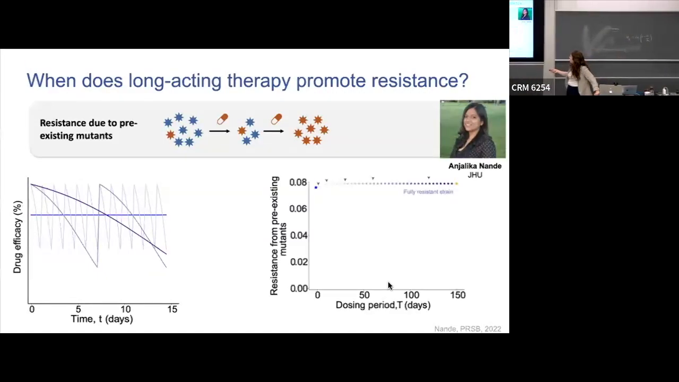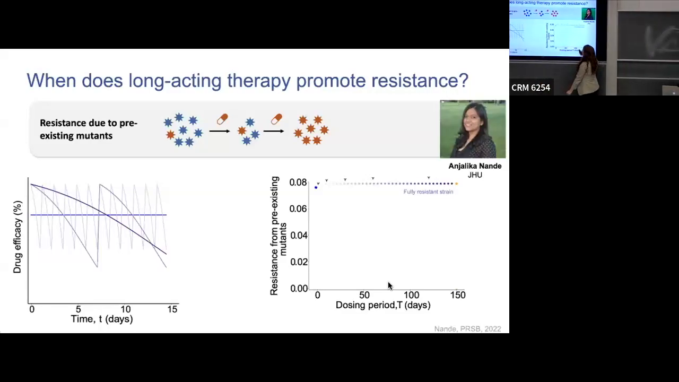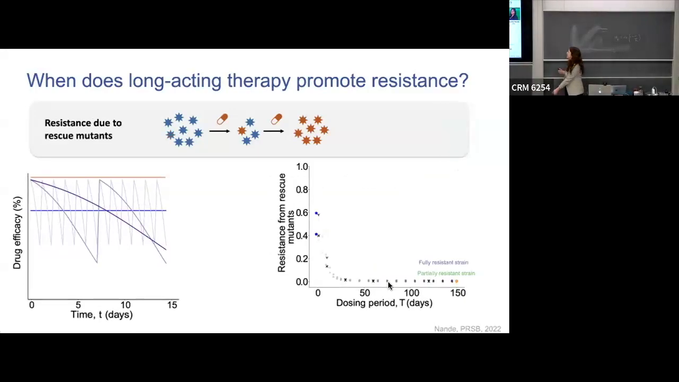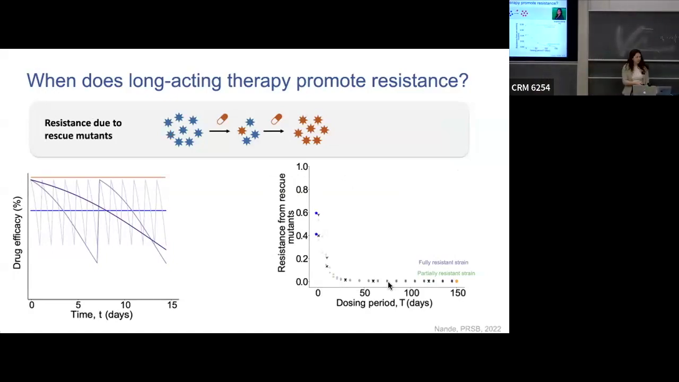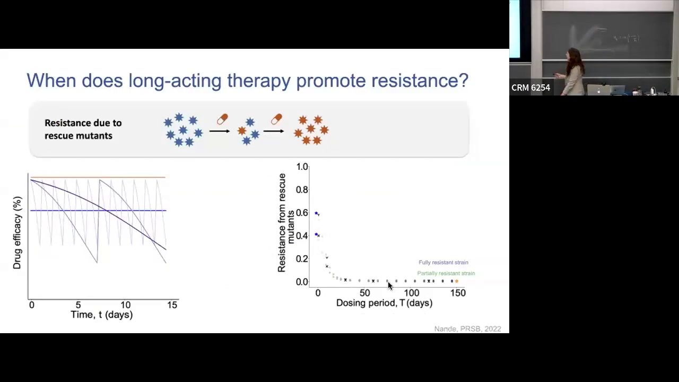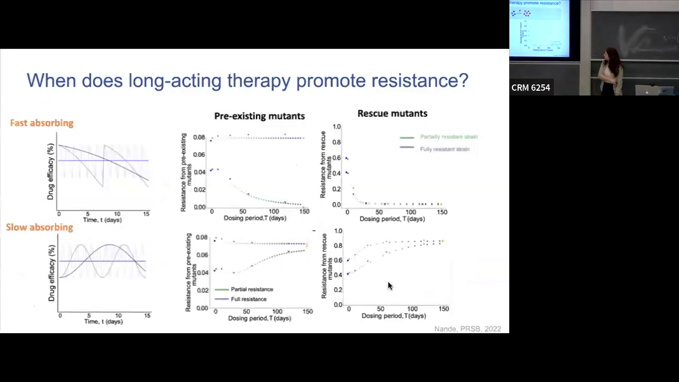And so she was able to look at, as you make drugs have longer and longer half-lives, what's the risk of resistance? How does it change? In this case, she looked at if a strain is really, really resistant versus just partially resistant. In one case, there was no impact of having a long-acting therapy. In another, it actually decreased the chance of resistance. When she looked at resistance mutations that didn't pre-exist but had to be acquired, again, she saw that increasing the half-life actually made it less likely to develop resistance.